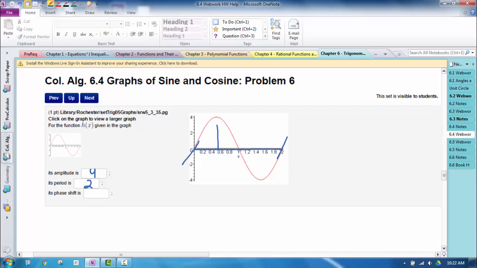The phase shift then is, in this case, 0, because the regular sine function goes like this through the origin and goes back up and back down. So this one's not moved over at all to the right or left.